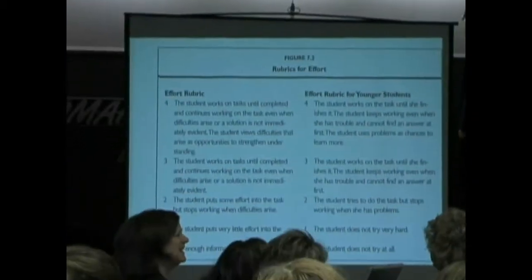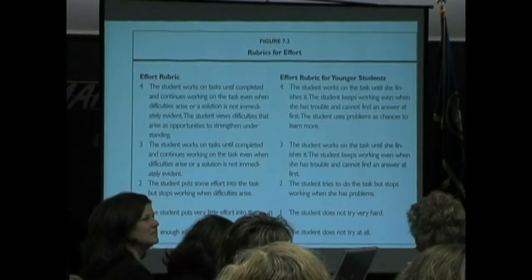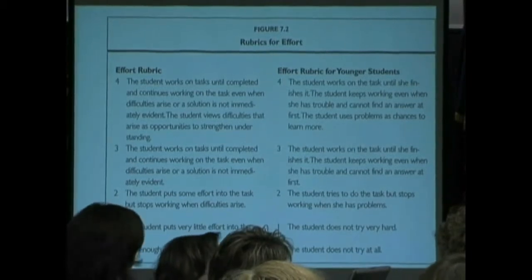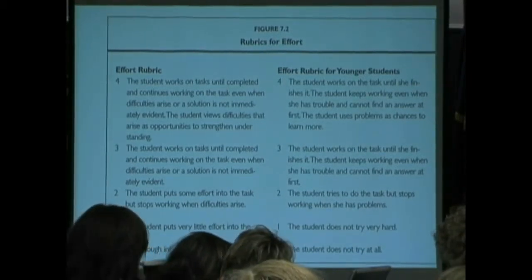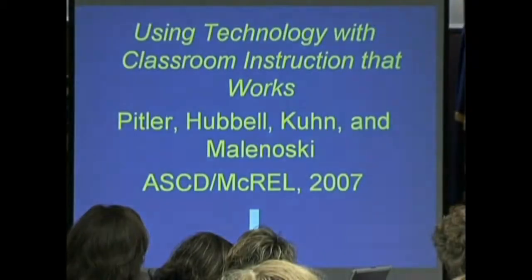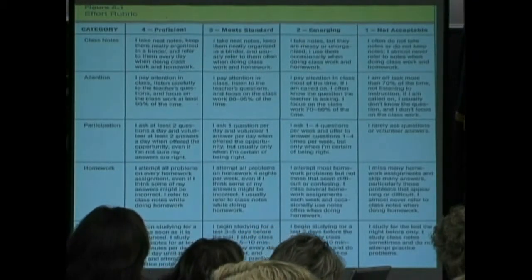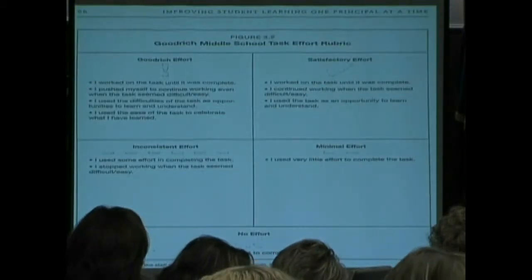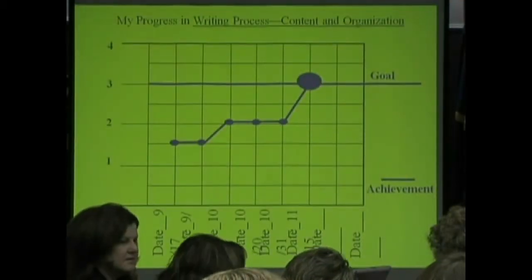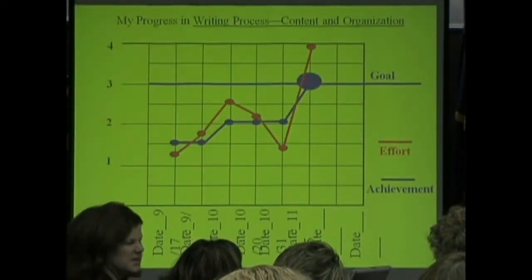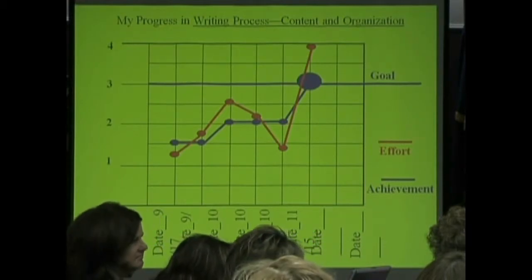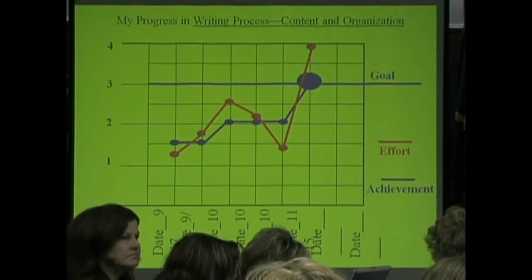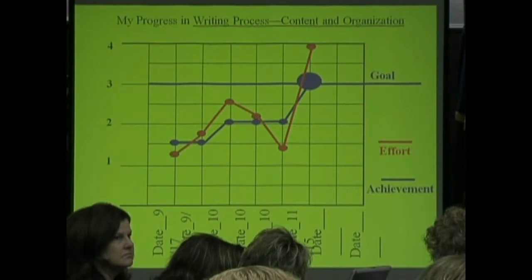By the way, some authors advocate that you have kids graph effort and achievement. And there are lots of different effort rubrics. Here's a pretty simple effort rubric that kids could be used to using. Here's another one that's a little more complex. You can make up your own effort rubric. Here's another one. And then what kids might do is chart effort using those simple rubrics and achievement using the feedback you're giving them from their quizzes, their homework, their interview, their observation, whatever it might be.